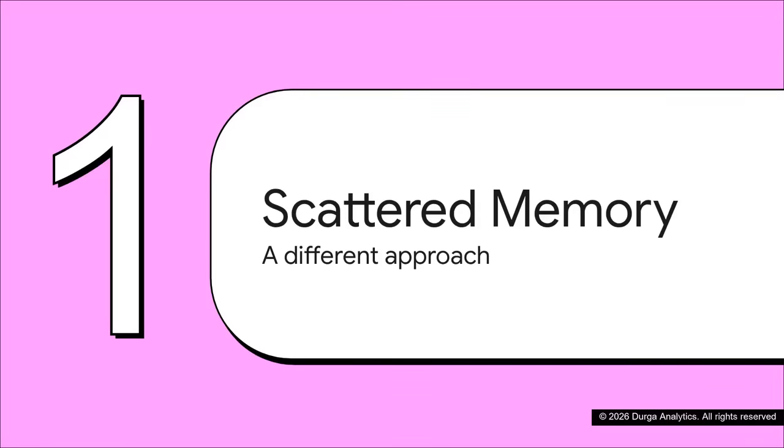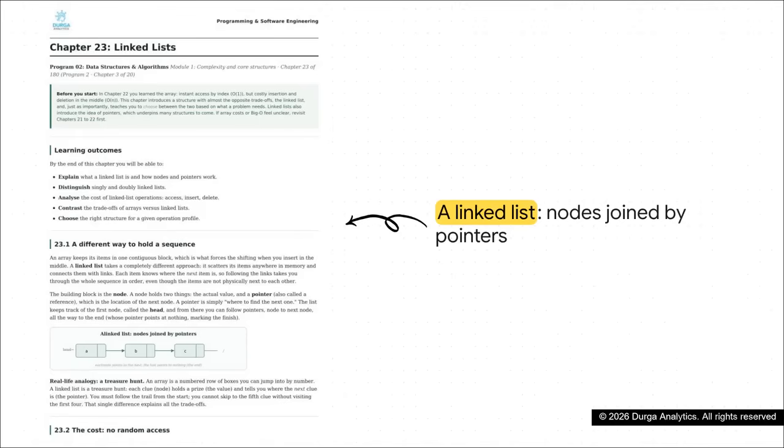All right, Section 1, Scattered Memory. If you recall from our last chapter, an array is pretty strict. It keeps its items in one rigid, contiguous block of memory. And honestly, that rigid block is exactly what forces all that expensive data shifting when you want to insert a new item right in the middle. Linked lists, on the other hand, take a completely different architectural approach. They literally scatter their items anywhere they can fit in memory. But because they're scattered all over the place, they need a reliable way to find each other.